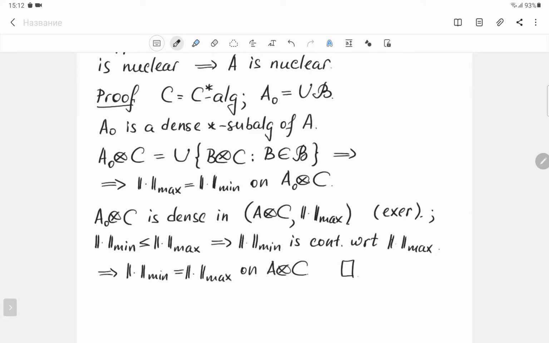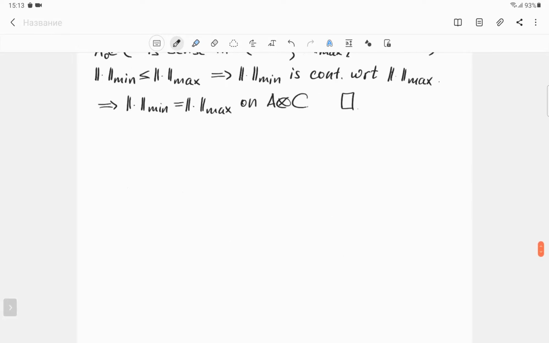And this means, precisely by definition, that A is nuclear. Okay, let's now apply this result to the following concrete situation. We have the following corollary. The algebra of compact operators on an arbitrary Hilbert space H is nuclear.